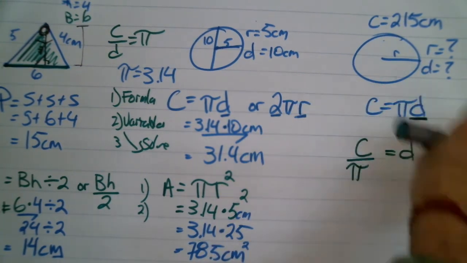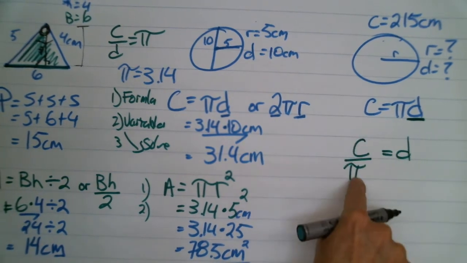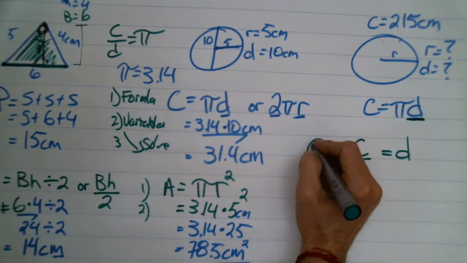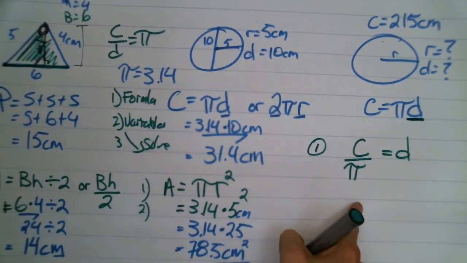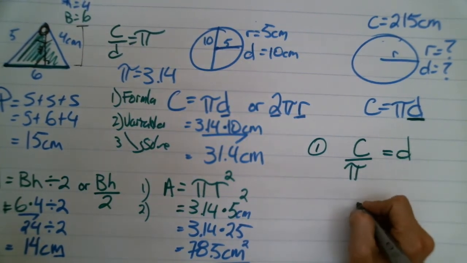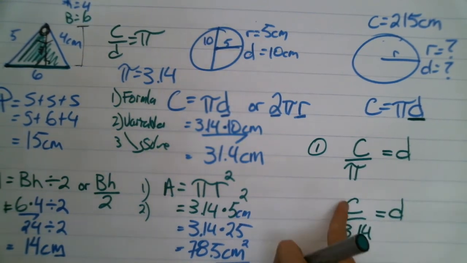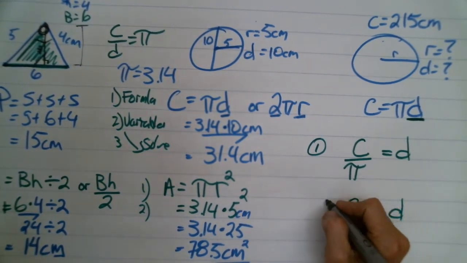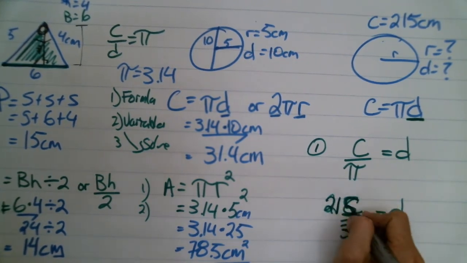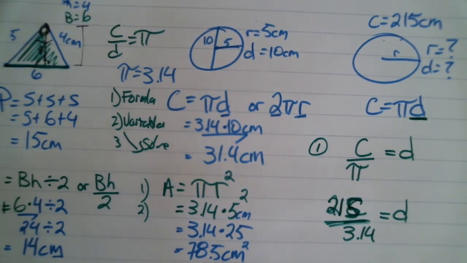We're going to talk more about how to manipulate formulas like this when we do algebra. But circumference divided by pi will give me the diameter. This is step number 1. I have my formula. Next thing, put in my variables. Well, I know what pi is and I know what C is. C divided by 3.14 equals d. Oh, hold on. I even know what C is. That is 215. So 215 divided by 3.14 equals the diameter.